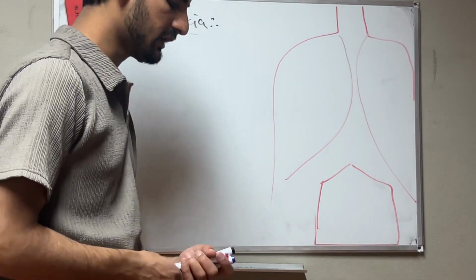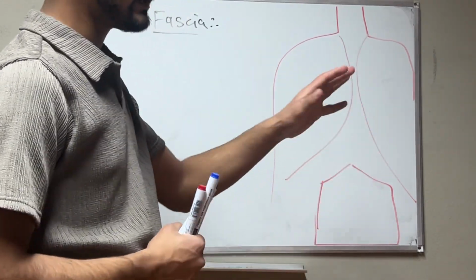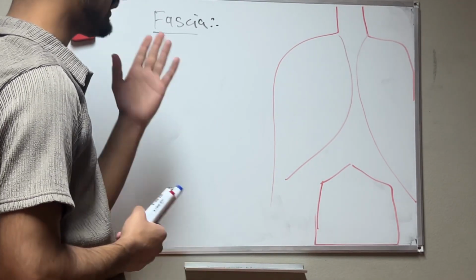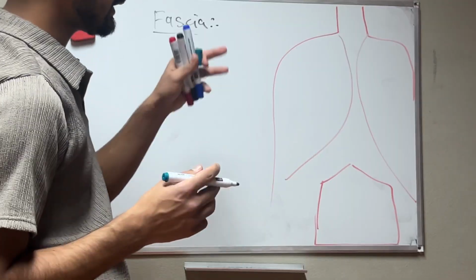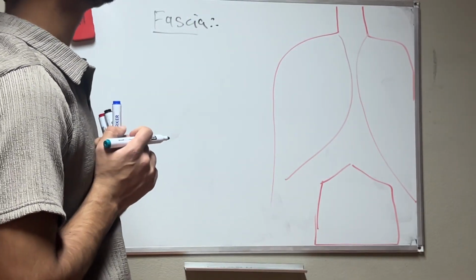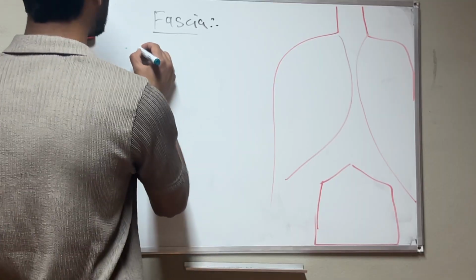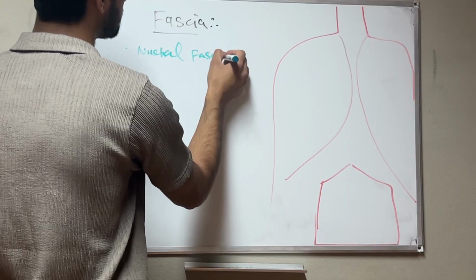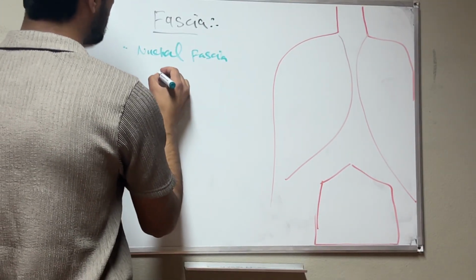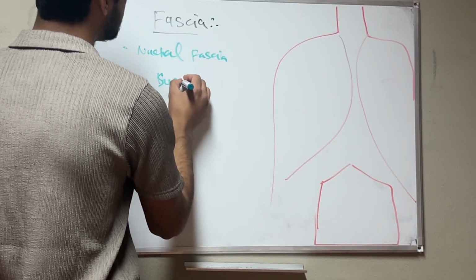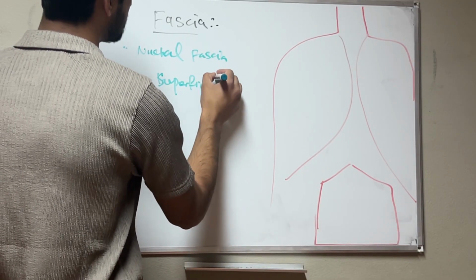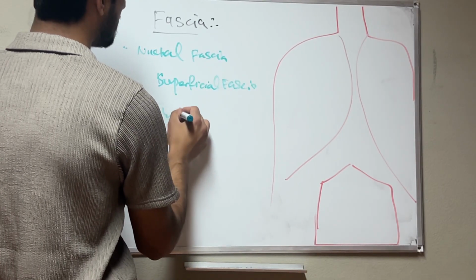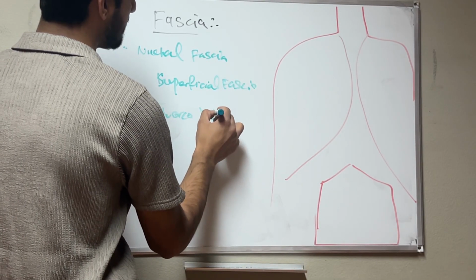Talk about the fascia of the superficial and deep muscles, which cover the superficial and deep groups of muscle of the back. We have three fascia here which cover the back muscle. First we have nuchal fascia. Then we have superficial fascia. And then we have thoracolumbar fascia.